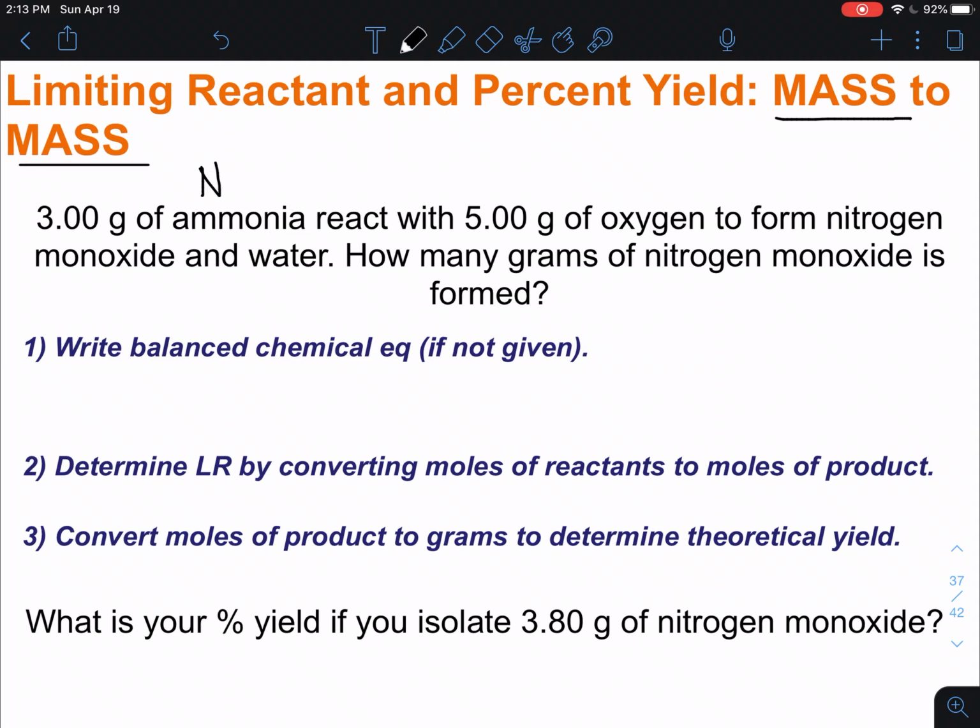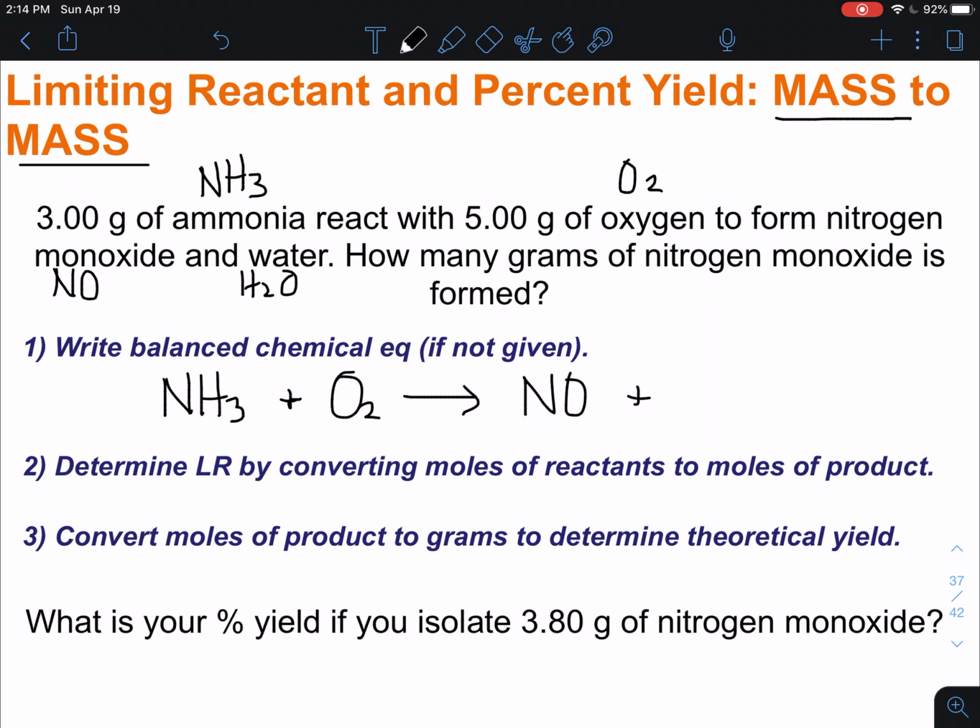Ammonia is NH3. It's not ammonium, right? Oxygen is a diatomic, it's O2. Nitrogen monoxide is NO, and water is obviously H2O. So we're going to say NH3, I'm not worried about phases right now, plus O2 goes to nitrogen monoxide plus H2O. All right, so now we have to balance it.